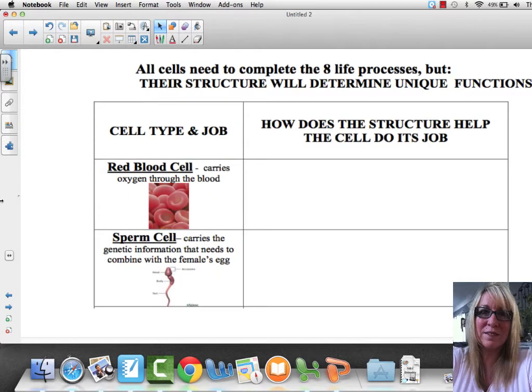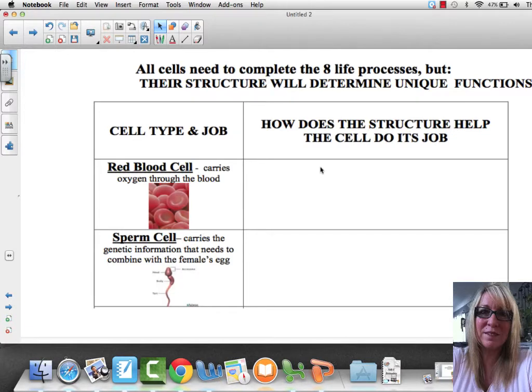So all cells need to complete the 8 life processes, but their structure will determine unique functions. So for example, the red blood cell, which carries oxygen through the blood. How does the structure help the cell do this? So how does the structure help the cell do its job? Well, for capillaries, they are circular in shape, which allows movement through the blood without clotting.